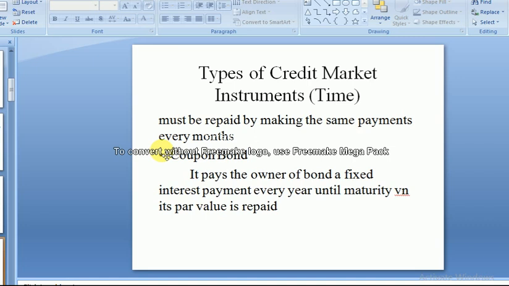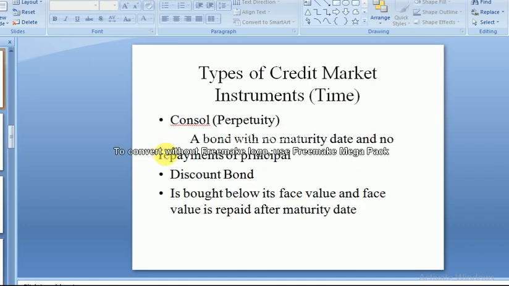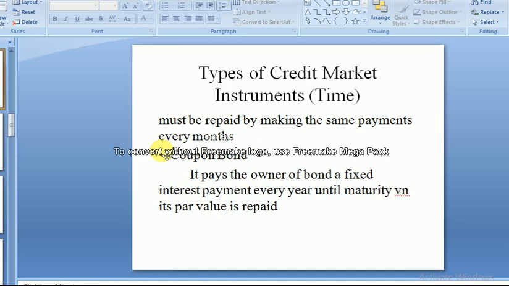The next credit market instrument is the coupon bond. A coupon bond is the payment received by the bondholder until the maturity of the bond. In a bond, the name of the holder is never mentioned. So a coupon bond pays the owner of the bond a fixed interest payment every year until its maturity, and when its par value is repaid, that is called a coupon bond.